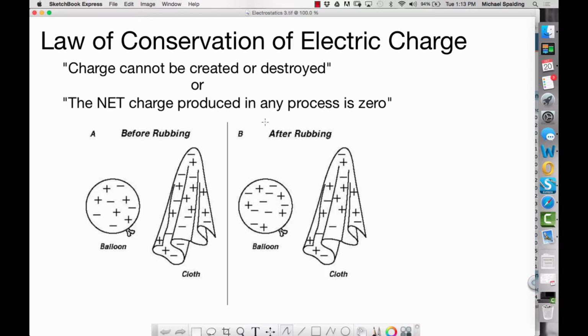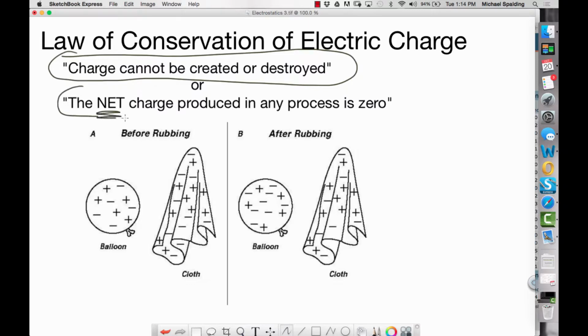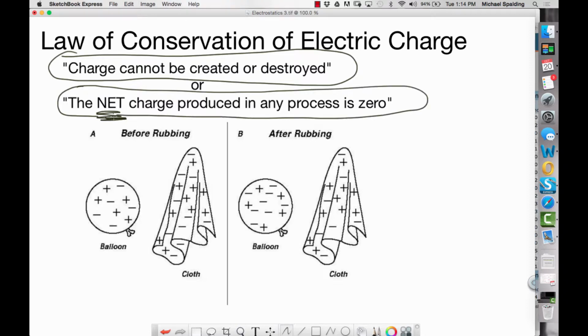Now, the same logic applies to charge. The law of conservation of electric charge. Here's what this law says. Charge cannot be created or destroyed. Or another way of saying that, it's the exact same thing: the net, the total charge produced in any process is 0. You're not creating new charge and you're not destroying charge.